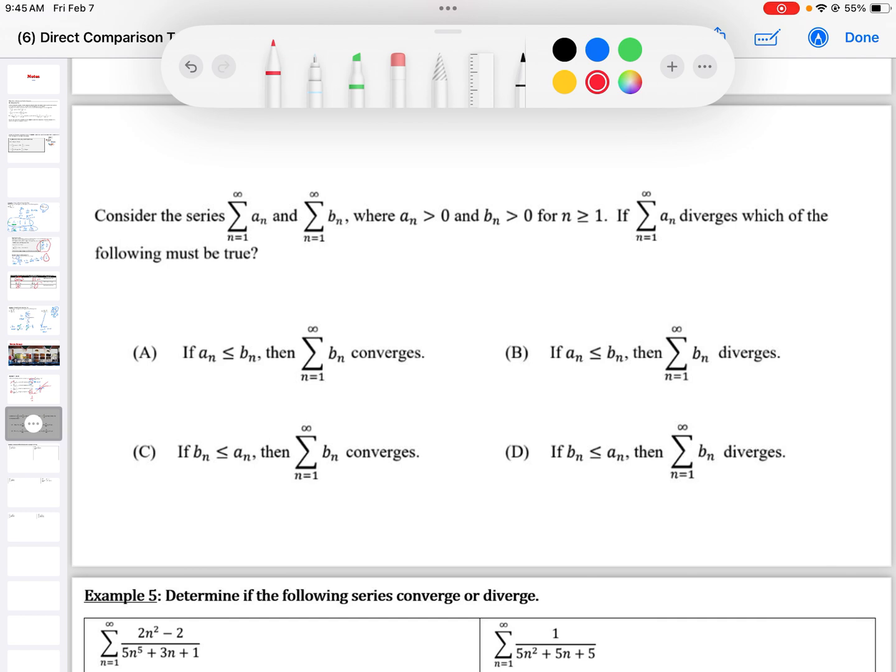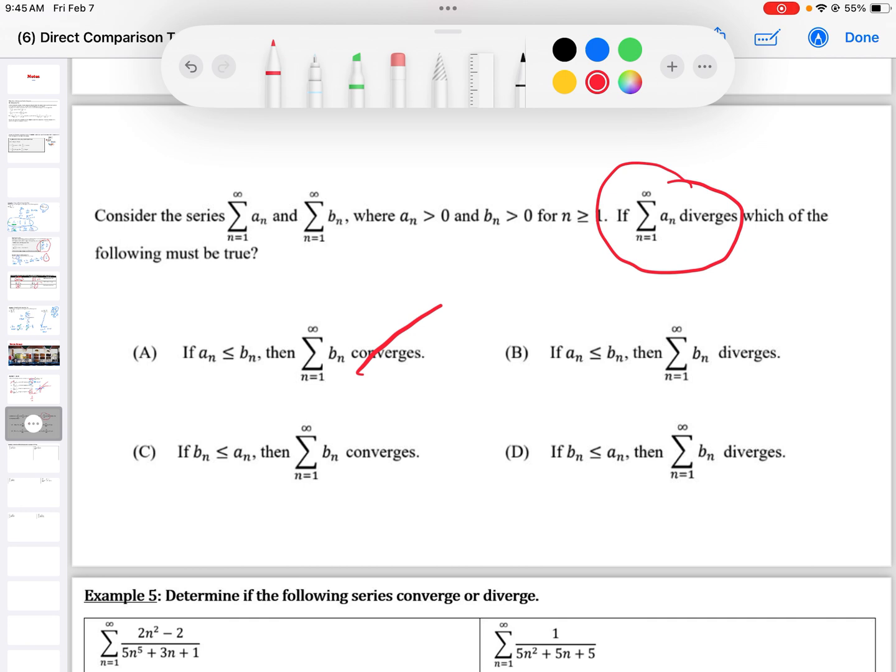If a of n diverges, which must be true? So if a of n is less than or equal to b of n, and b of n converges. But we're saying the smaller one diverges, then the bigger one needs to diverge, right? So that's wrong. If the smaller one diverges, then the bigger one diverges. I think that might be the one.